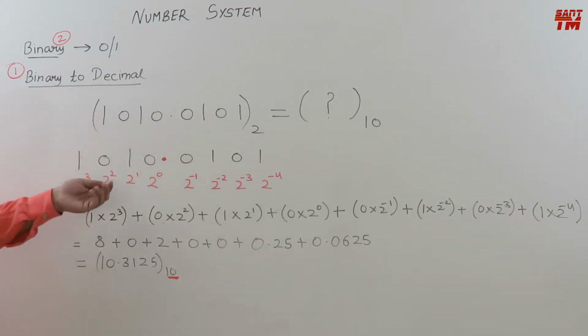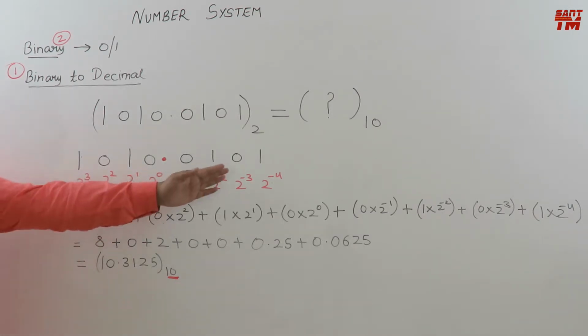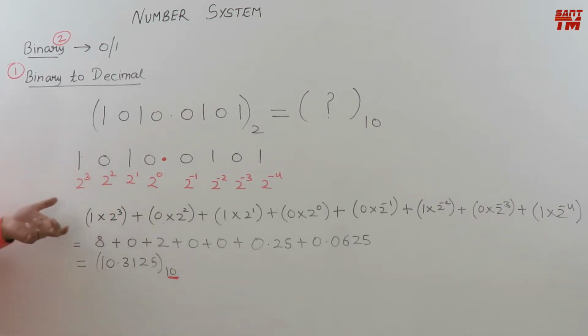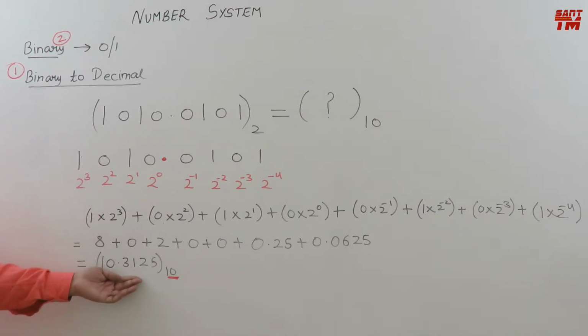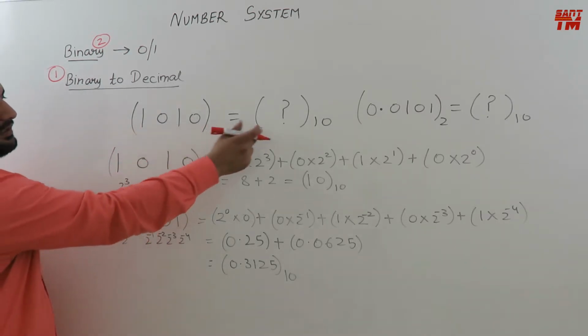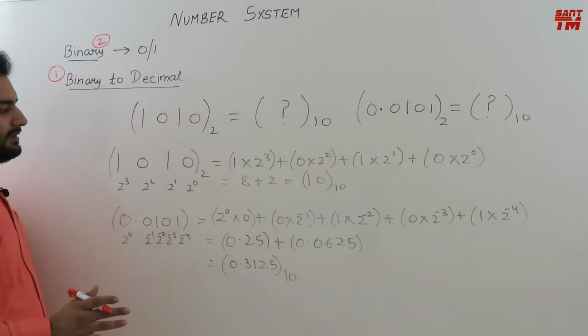Write the number, put the powers of 2, negative powers towards the right and positive powers towards the left of the point, starting with 0 power, and add all the combinations. Finally you will get a decimal number. Note this example. Now see these two examples. This is a binary number and we have to convert it to equivalent decimal number.